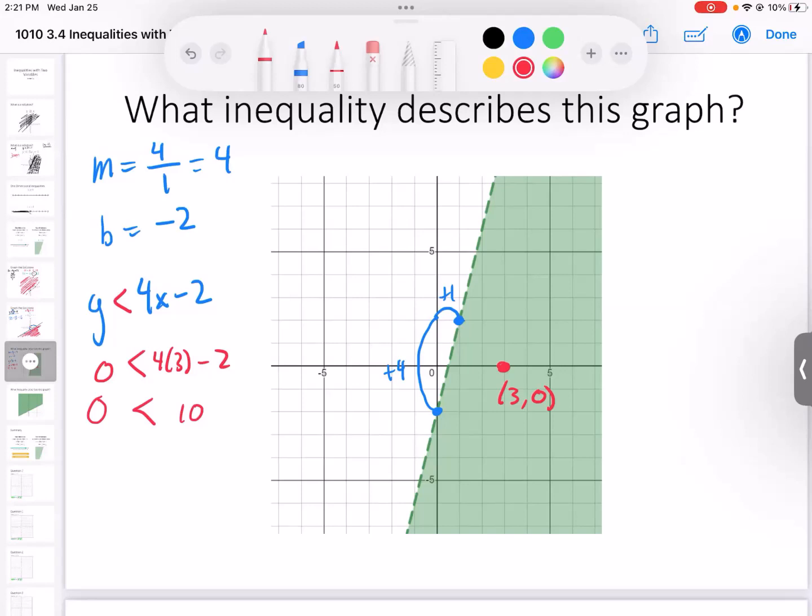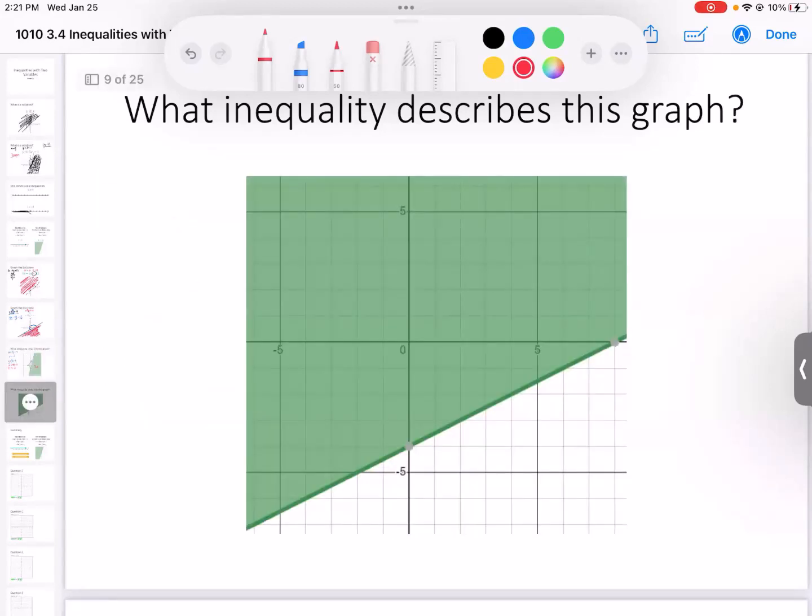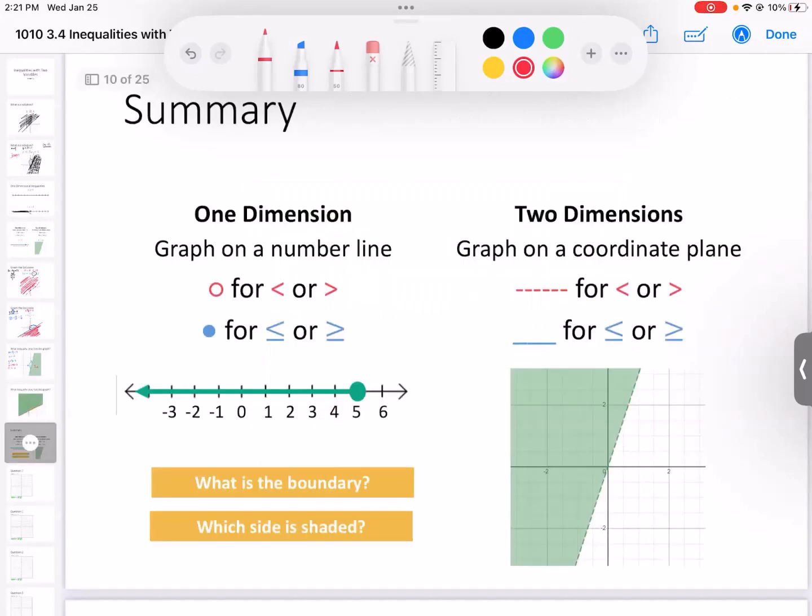Okay. So this one, again, is basically what we just did. The only difference is on this one, you're going to have a greater than or equal to symbol instead of just greater than, because the line is a solid line right here instead of a dotted line. So that's pretty much all you need to know to be able to do your homework.